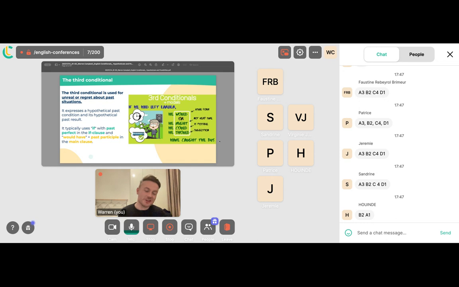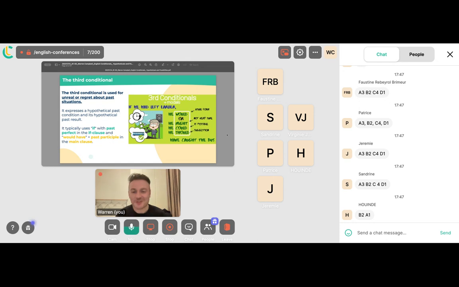You can see in the image over here the use of third conditionals with modals. For example, if he had left earlier, you could say he would have caught the bus, he might have caught the bus, he could have caught the bus, or he should have caught the bus. As I mentioned before, it expresses a hypothetical past condition and its hypothetical past result.